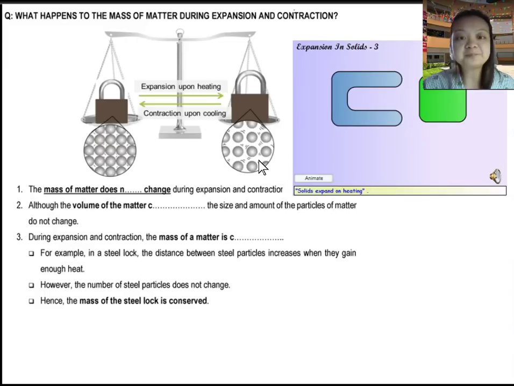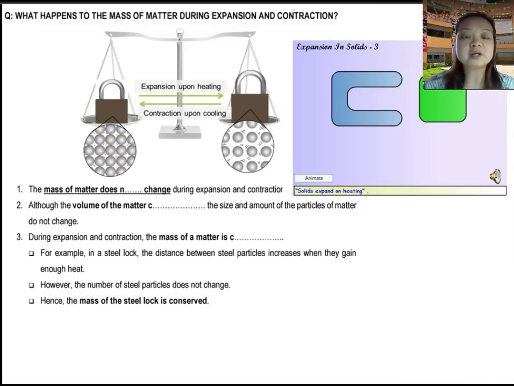Okay, all right, so now let's go on to the last part, which is found on page 5. What happens to the mass of matter during expansion and contraction? I'd just like to let you have a look over here, because you might ask me, Miss Lee, the volume actually increases and decreases when an object is heated or cooled. So what happens to the mass? Does the mass actually change?